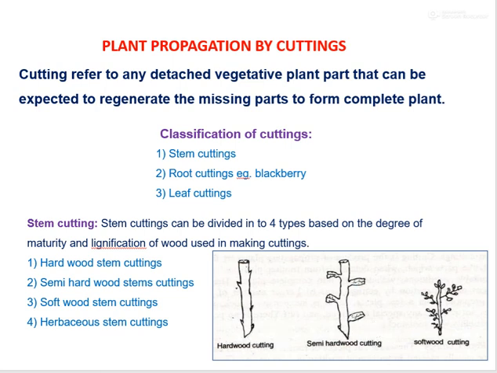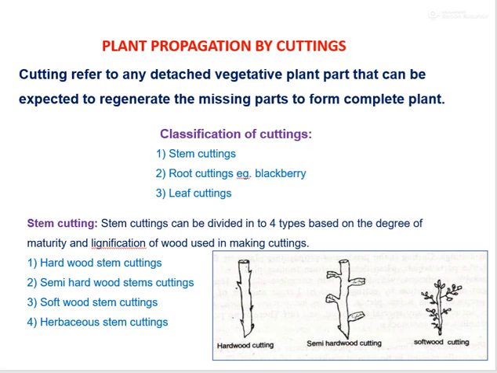In actual practice of cutting, during the cutting preparation, we should use a stem which has a minimum of 3 or 4 leaves, meaning 3 or 4 buds, because we need at least 3 or 4 buds for good sprouting.